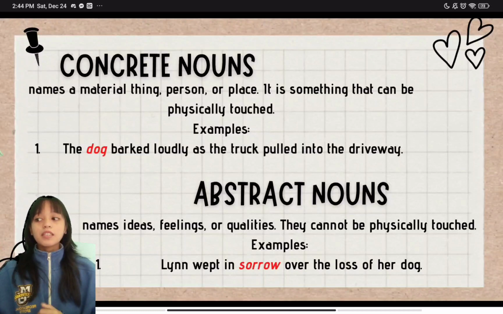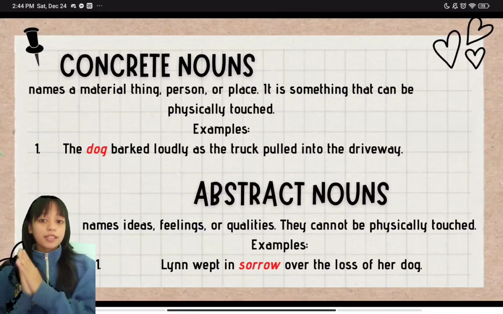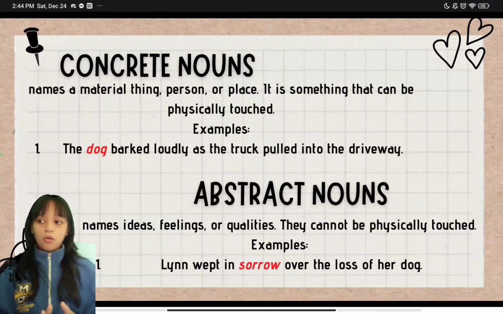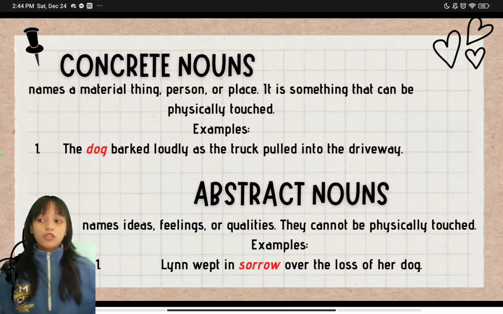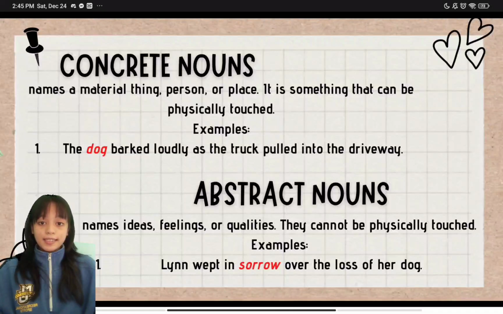So an example of this is, Lynn wept in sorrow over the loss of her dog. So which is the abstract noun there? Is it dog? No. Is it Lynn? No, still. But it's sorrow. That is the abstract noun. Why sorrow? Because it's your feeling, your emotion. You're sad. Your sorrow. So that is an abstract noun. Your feelings, emotions, something that cannot be touched, heard, or smelled, something that's beyond our senses. That is an abstract noun.